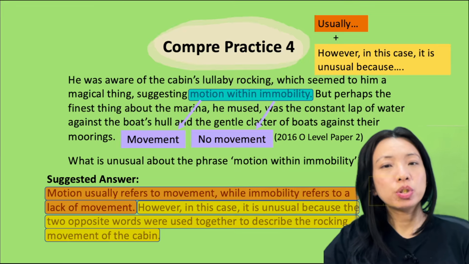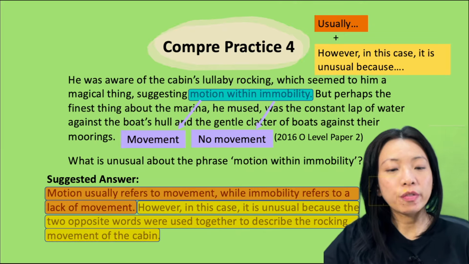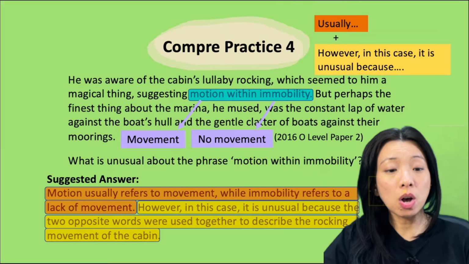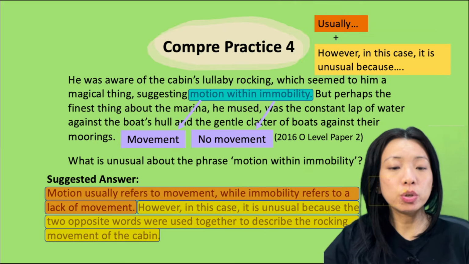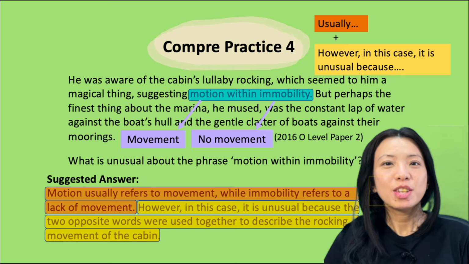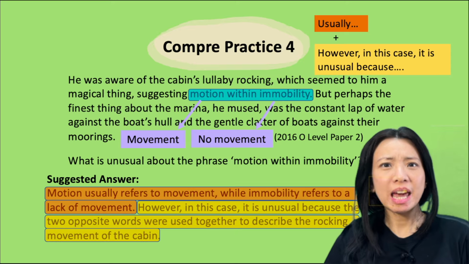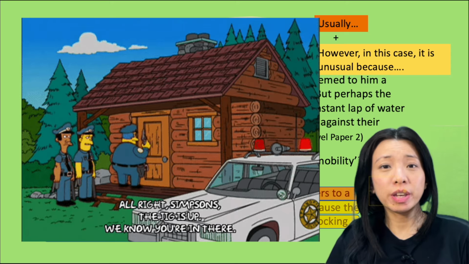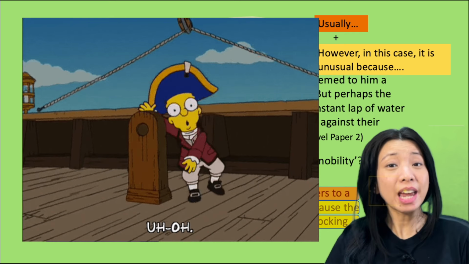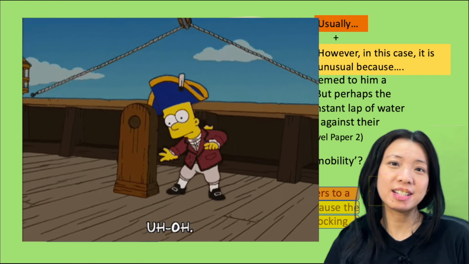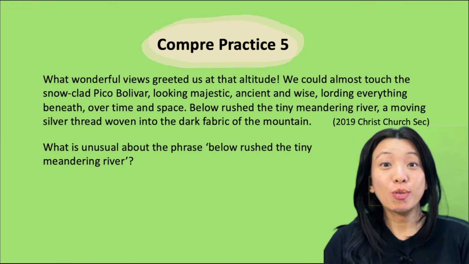And I continue to the second part of my sentence. However, in this case, it is unusual because the two opposite words were used together to describe the rocking movement of the cabin. You could probably imagine it, right? A cabin is like a house and it's actually not moving. However, in this situation, it's actually moving because it's on the water. Okay, let's look at one final question.